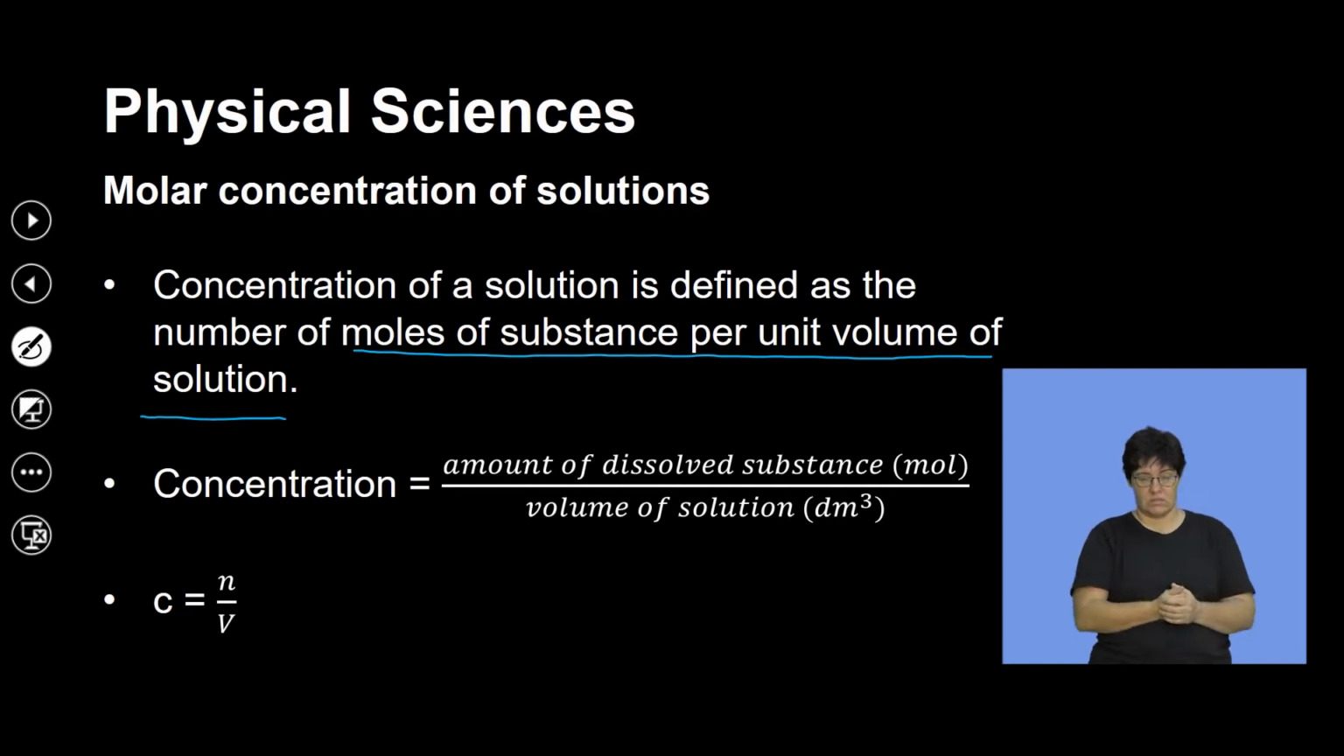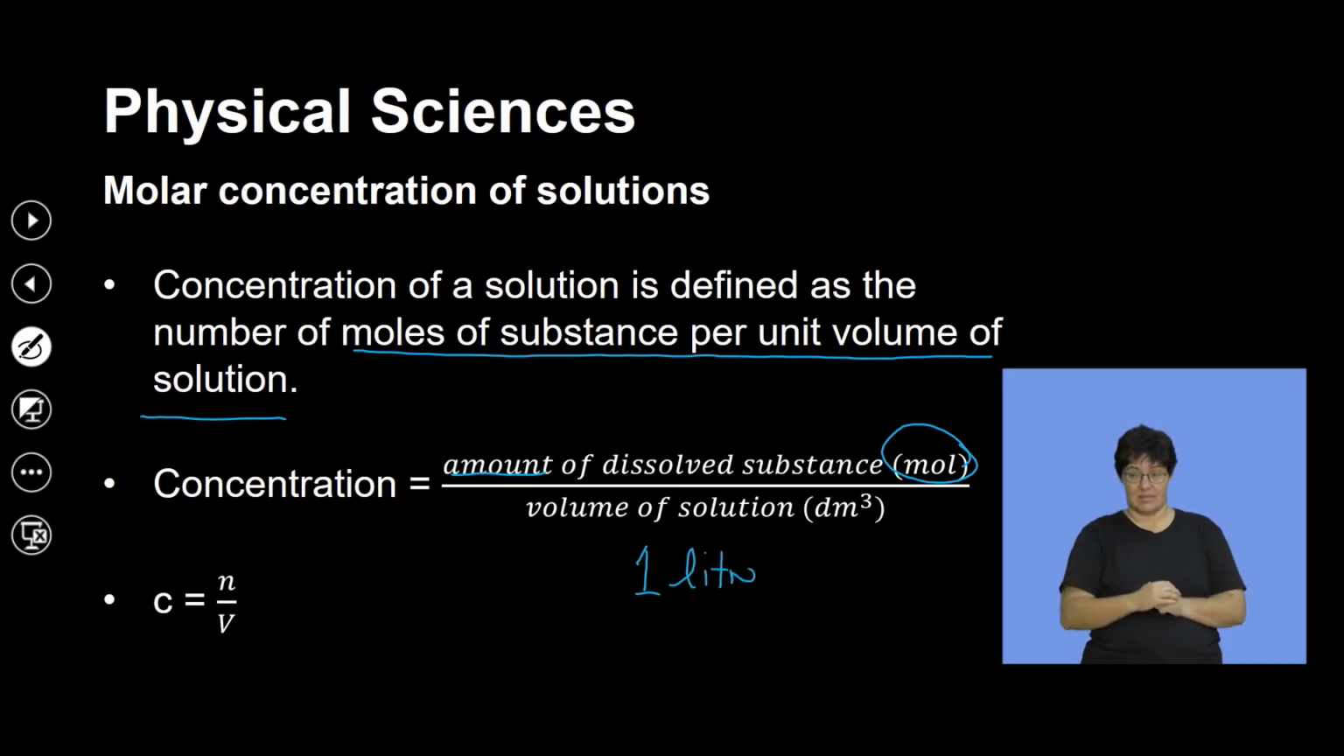If we put that mathematically, the concentration is equal to the amount of dissolved substance in moles, because quantity of substance or amount is the mole, okay? Then the volume, whose SI unit is the cubic decimeter. A cubic decimeter is equal to 1 liter. So 1 liter is equal to 1 cubic decimeter. The cubic decimeter is the metric equivalent of a liter, so a liter is the same as a cubic decimeter.